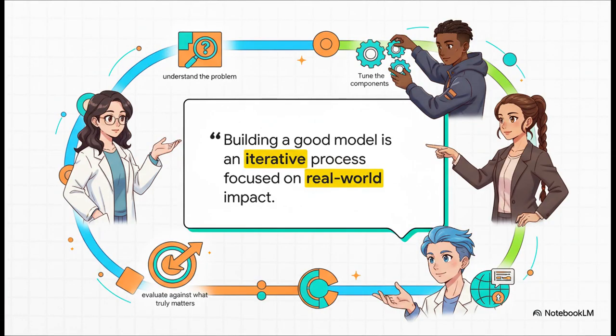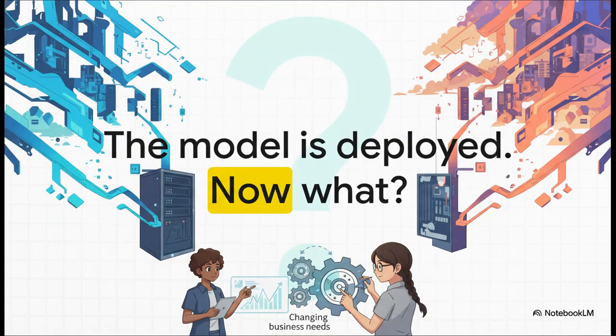Which really brings this whole thing full circle, doesn't it? Building a genuinely useful predictive model isn't just a straight line from A to B. It's a continuous cycle. You have to understand the real-world problem, you have to carefully tune the technical bits, you have to evaluate it against what actually matters to the business, and you have to constantly keep your eye on the real-world impact. And that leaves us with one final thought.